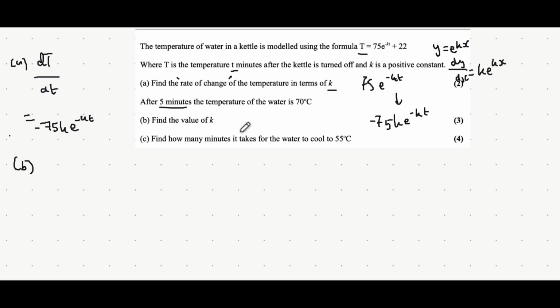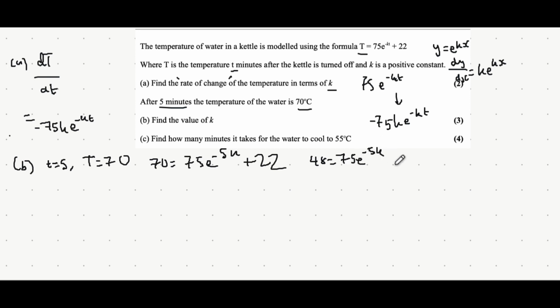It says after 5 minutes, the temperature is 70 degrees. So because little t is time in minutes, we can say when t is equal to 5, capital T is equal to 70. Putting that into this equation, we get that 70 equals 75 e to the power of minus kt. kt is k multiplied by 5, so that's minus 5k, plus 22. We then rearrange to make k the subject. You start by subtracting 22 from both sides. So you get that 48 equals 75 e to the minus 5k. Divide both sides by 75, which gets you 48 over 75 equals e to the minus 5k.